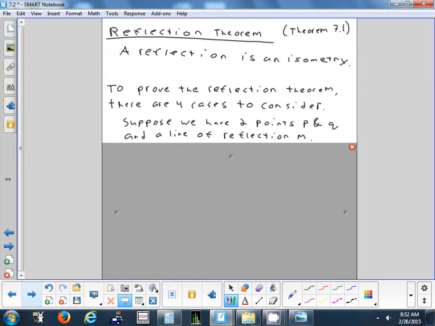All right, so here's a theorem about reflections. Reflections are an isometry. What does that mean? If something is an isometry, we talked about that yesterday. Can anybody explain what that means? The shape stays the same, but it's in a different spot.